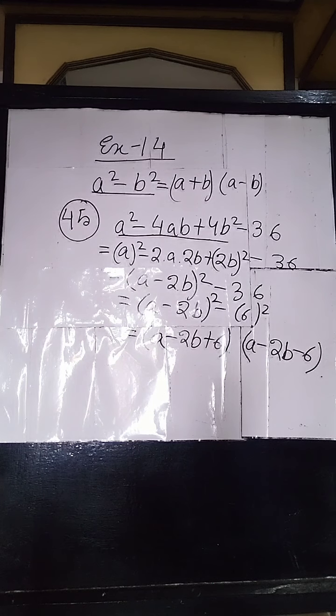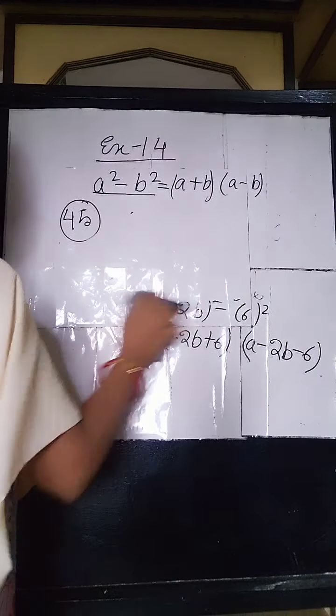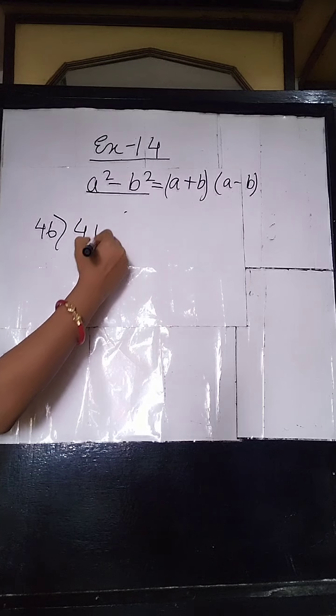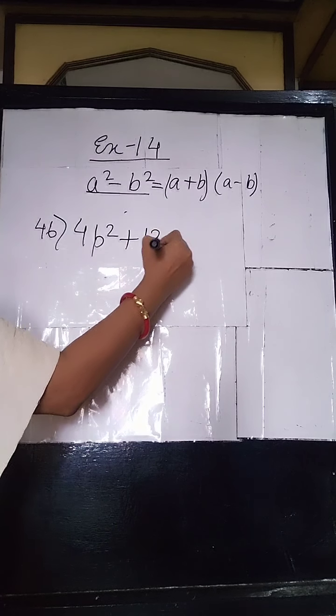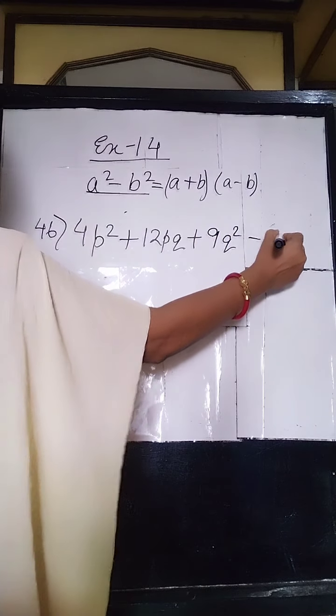Very easy sums. In the same way, we will solve sum number 46. Sum number 46 also we will solve in the same manner. Let's see what is given in sum number 46. In sum number 46, it is given that 4p square plus 12pq plus 9q square minus 100.